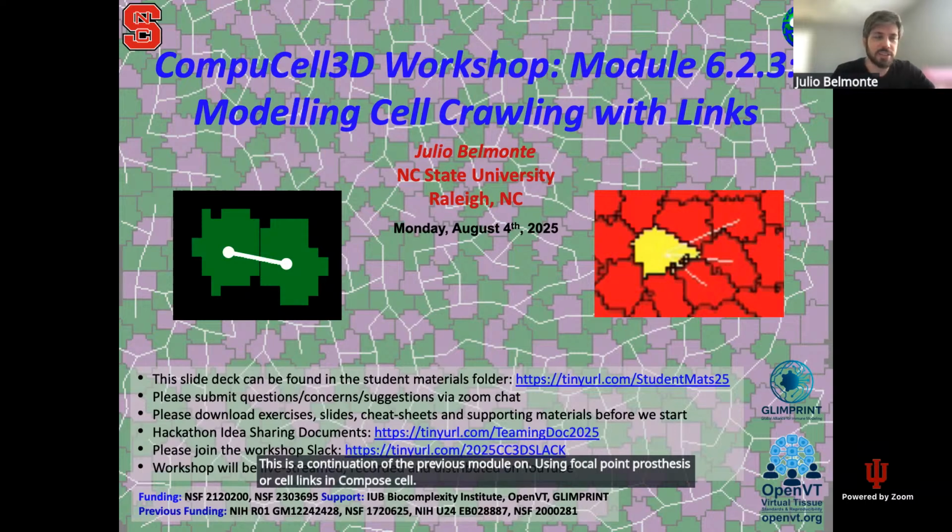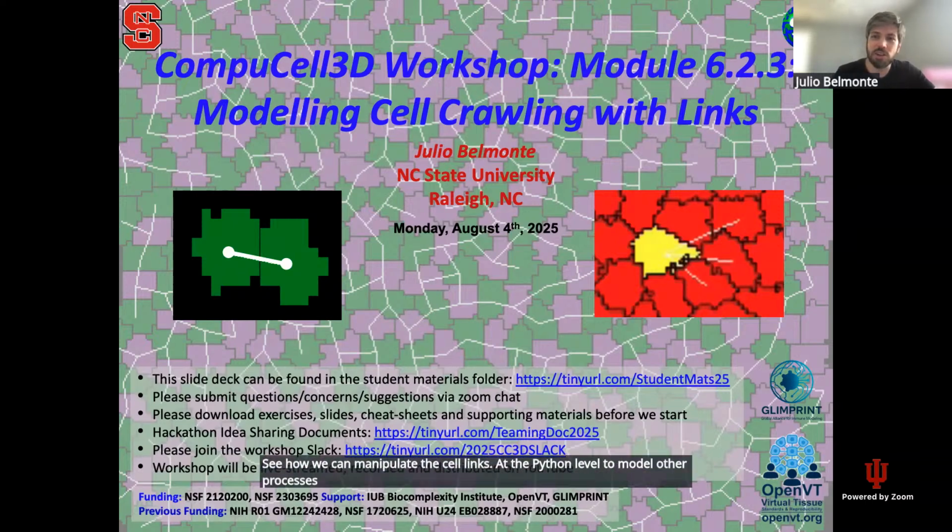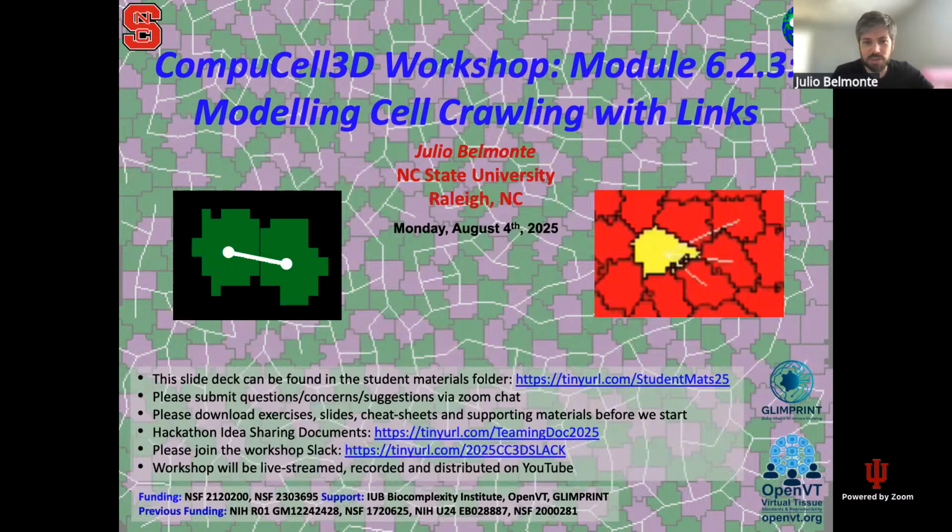What we did last time was model using cell links at the XML level and see how it works. In this module, and the next ones, we will see how we can manipulate the cell links at the Python level to model other processes like cell crawling and convergent extension. Before I continue, if there are any questions from the previous module, I'll be happy to answer them now.